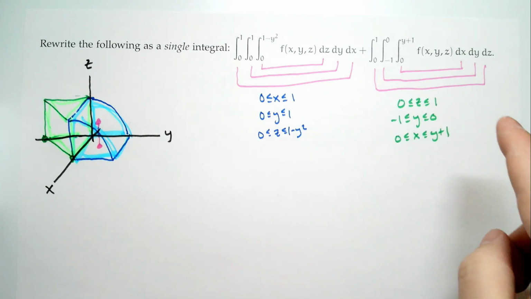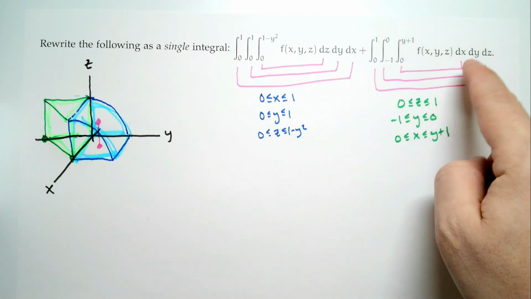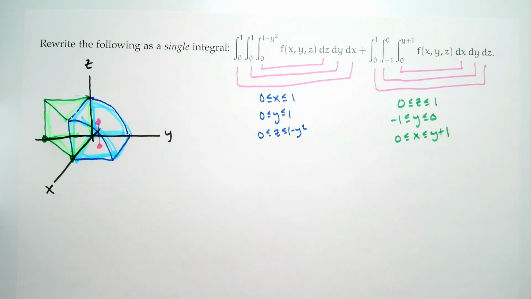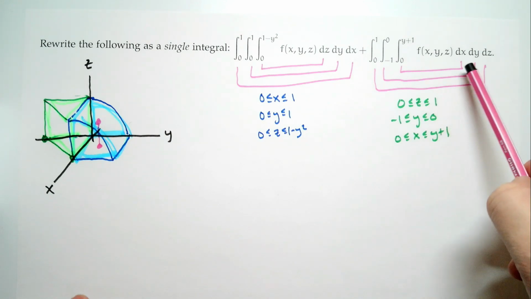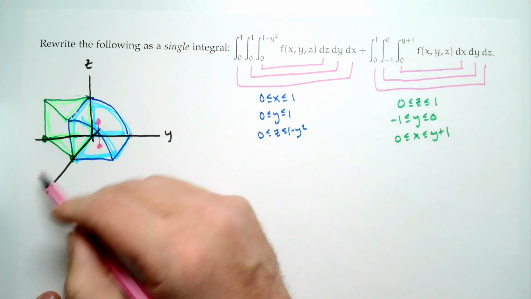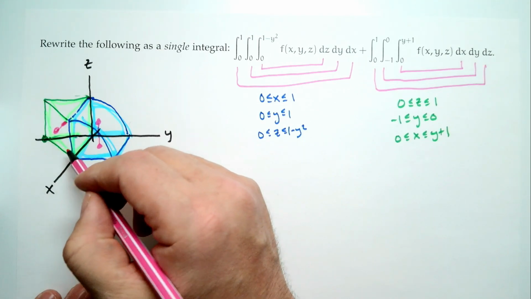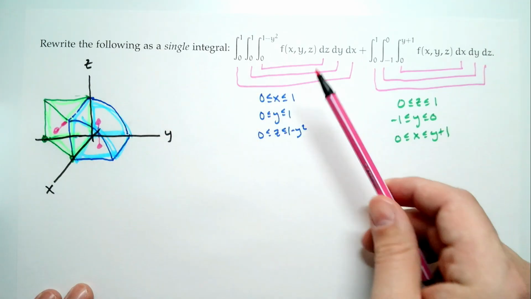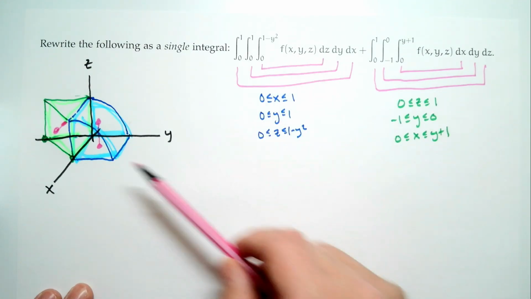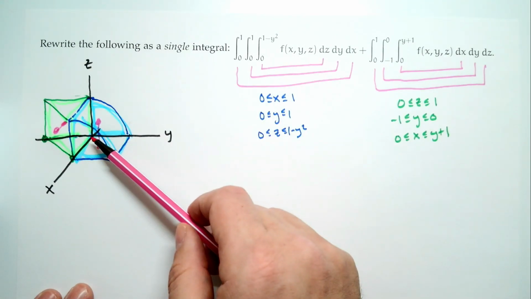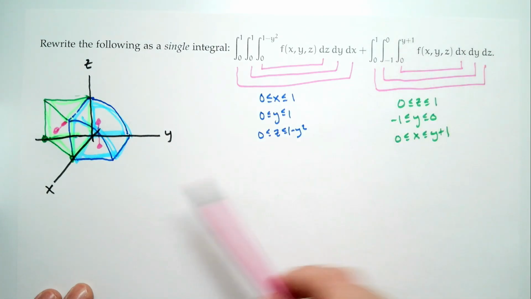And I should also, I suppose, in the last one say the last integral was with respect to x. And so that means we're moving in the x direction. So we went from the back face and we went parallel to hit the front face. So the first integral went up and down in the last part. The second integral went sort of back and forth. Now we have to decide what's a good order for integration to get a single integral.